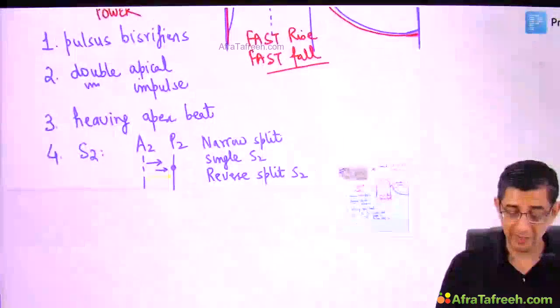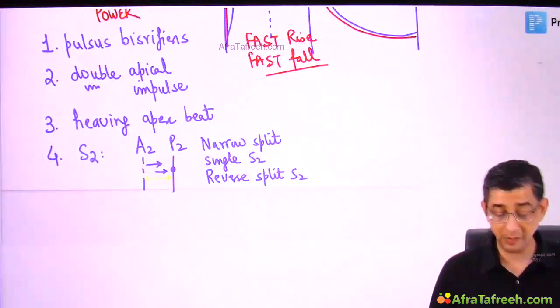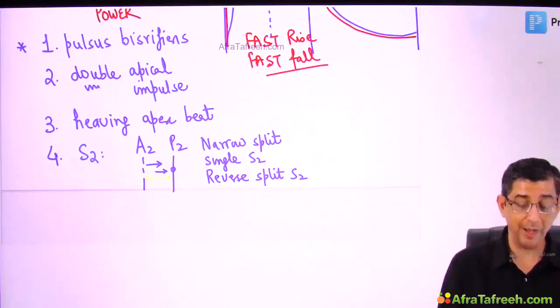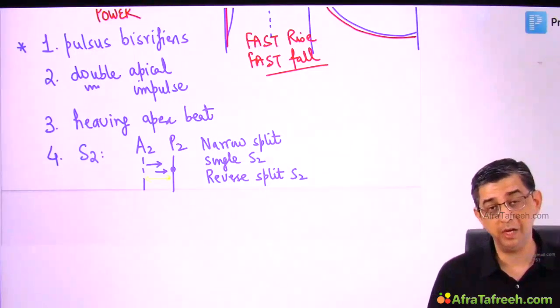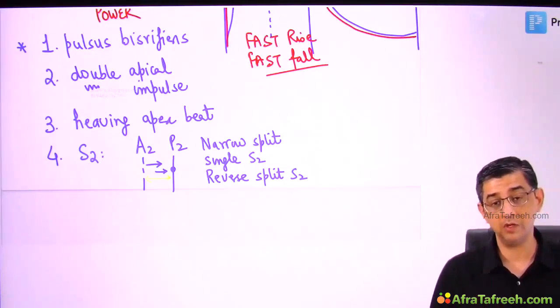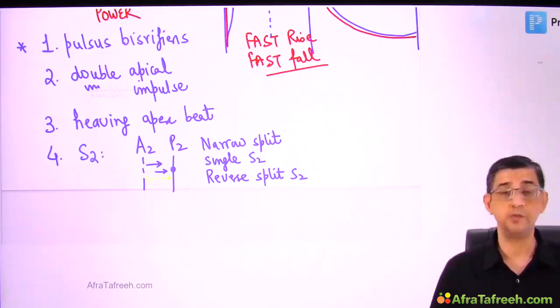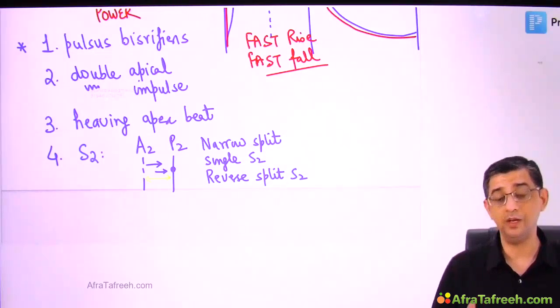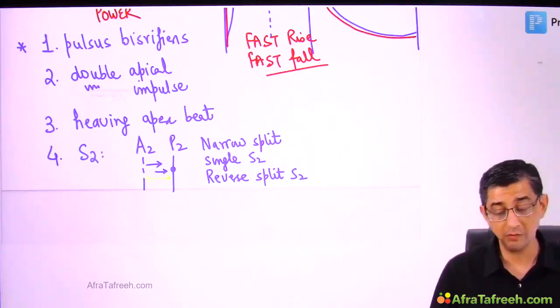So whenever you read statements like the ones that I've highlighted, especially this term pulsus bisferiens and SAM, systolic anterior movement of the mitral valve, you are already at the diagnosis of hypertrophic obstructive cardiomyopathy. All that is left subsequently in the MCQ would be to identify what you are going to do to save the life of this patient.